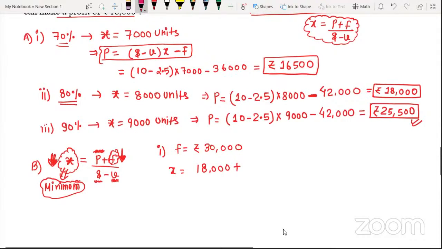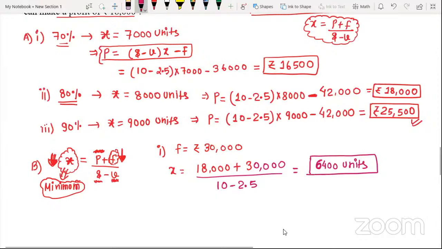Okay. So fixed cost 30,000 plus P upon what is the small s, 10, and this is 2.5. So the answer you will get from here, just calculate it with the help of your calculators. You will get 64,000 units. Many of the students are directly going to put this answer in the examination, and it is a wrong answer, because we will say that the x minimum is 64,000, because this f should be minimum, then only the x value is going to be minimum.